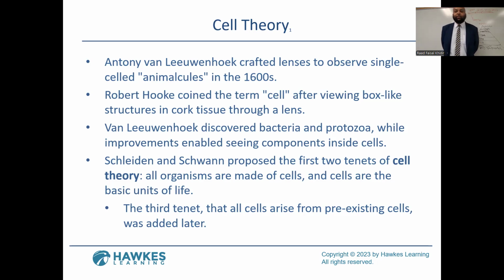Van Leeuwenhoek discovered bacteria and the protozoa, while improvements enabled seeing components inside the cell. So these were the bacteria and the protozoa. Are they prokaryotes or eukaryotes? Prokaryotes. Eukaryotes are animals and plants. Schleiden and Schwann. This Schwann, you will see it again in the nervous system with the Schwann cells, who wrap myelin around the axons of the neuron. They proposed the first two tenets of the cell theory.